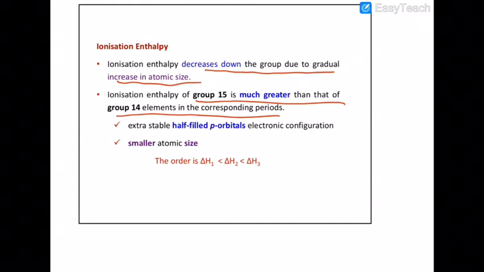There are two reasons for that. Number one, half-filled p orbitals are more stable. Number two, smaller atomic size. I am repeating once more: the first IP of the group 15 element is much greater than that of group 14. The reason is that in group 15 elements, the p sublevel is half filled.